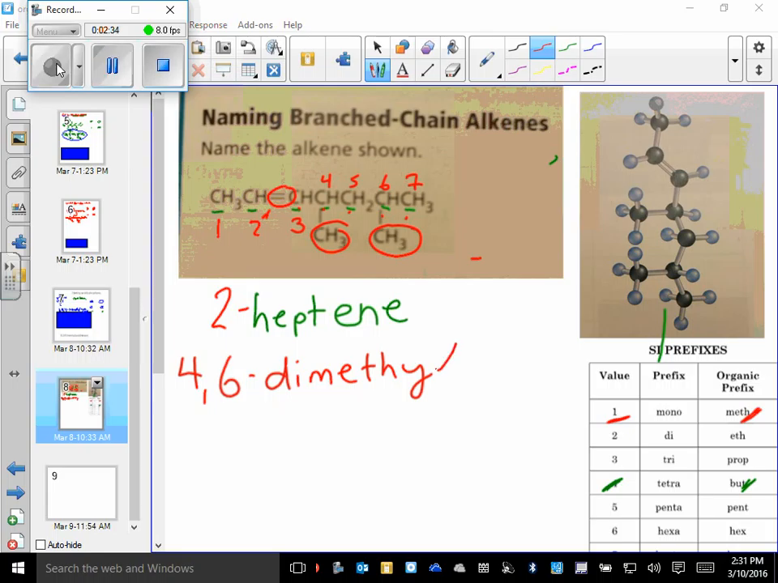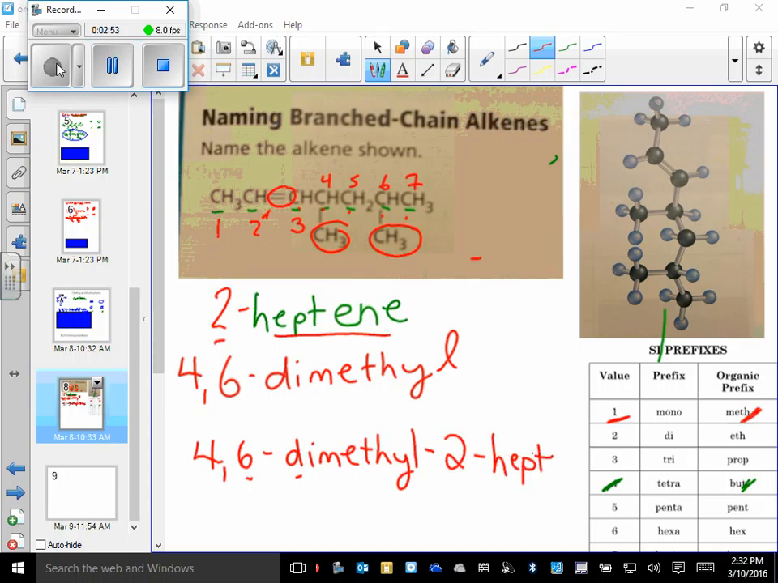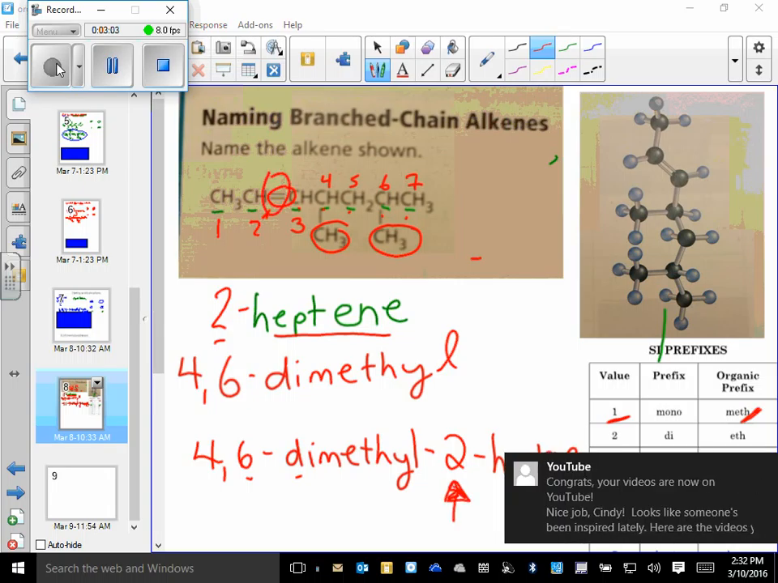So putting this all together, we have 4,6-dimethyl. You'll notice we put dashes between numbers and letters. Dimethyl, and then we would name it 2-heptene. Okay. So a couple things that were different is just the ending, and we had to tell the location of where that double bond was.